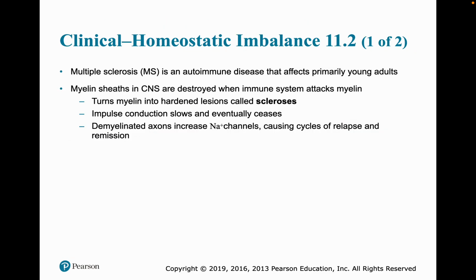Multiple sclerosis is an autoimmune disease that primarily affects young adults. The myelin sheaths in the central nervous system are destroyed when the immune system attacks the myelin. The myelin turns into hardened lesions that are called scleroses, so multiple scleroses. That's going to slow the impulse conduction and eventually may cause it to stop. Demyelination of the axon increases the sodium channels. It causes the cycles of relapse and remission that are characteristic of multiple sclerosis.